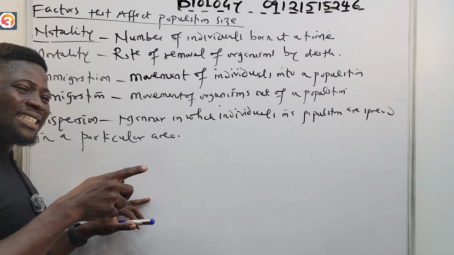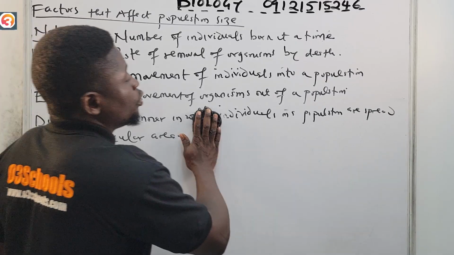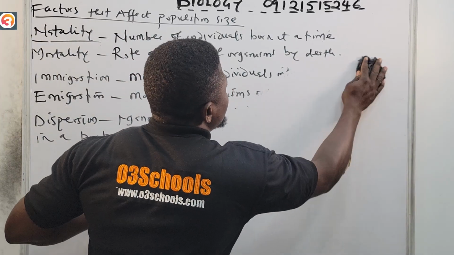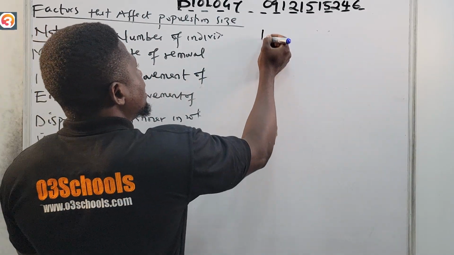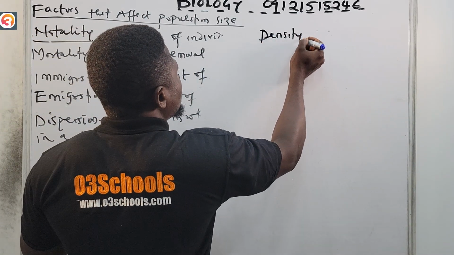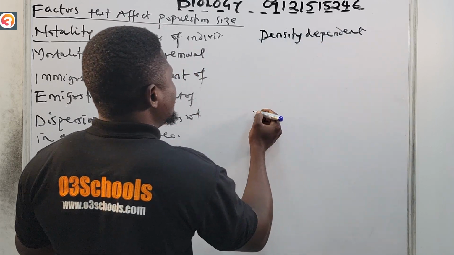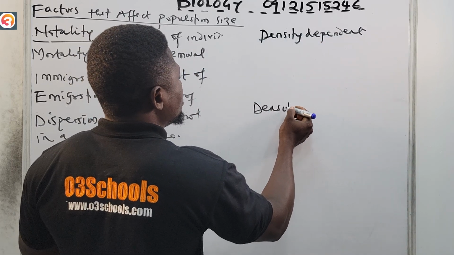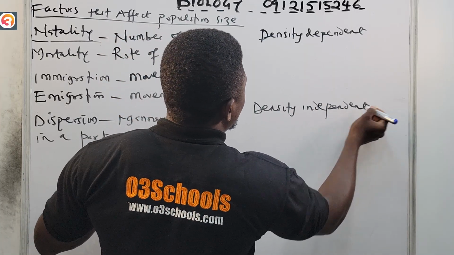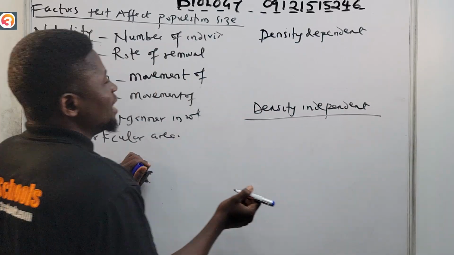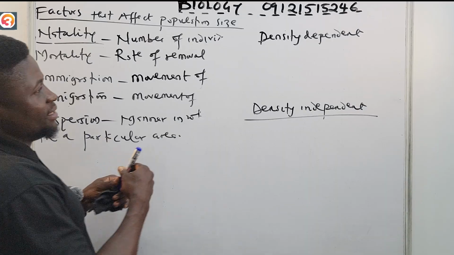And of course, limitations to population growth can either be density dependent or density independent.